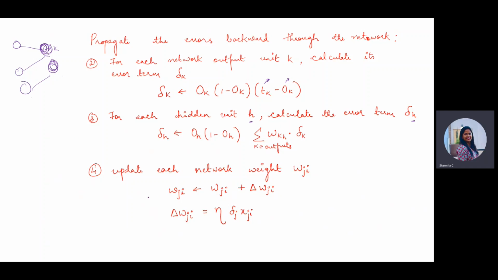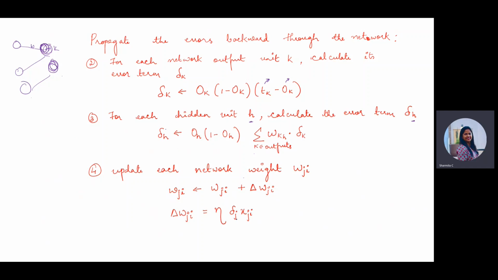Then after calculating this, we update the weights of the neural network, that is the new weights. The new weights are updated by W_ji, because it is between two units. We have the weights here, always represented from i to j. So W_ji, the old weight, plus delta W_ji, where delta W_ji is given as eta into delta j. This delta j is calculated at the output layer by using this formula, and at the hidden layer by using this formula.